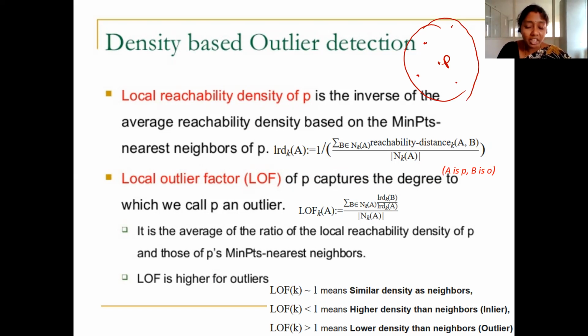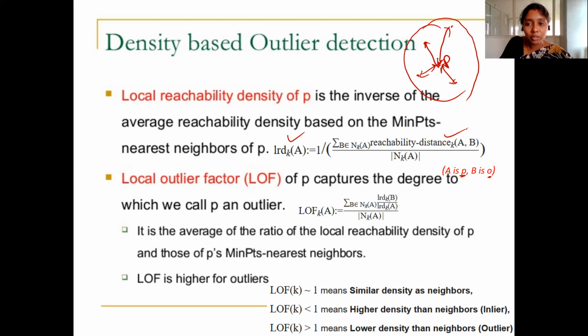Now we need to find out the reachability distance between P and each and every object. Reachability distance between P and every object we need to find out, and we need to take the average of that, and the reciprocal of that result becomes the local reachability density. So this is the reachability distance of A in the sense P, and B is nothing but O here.